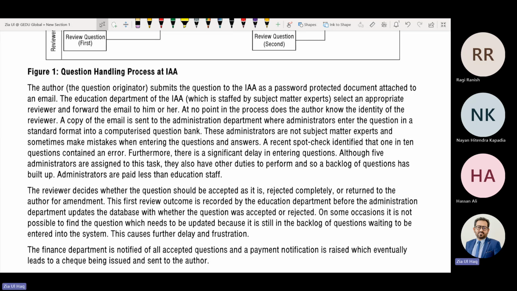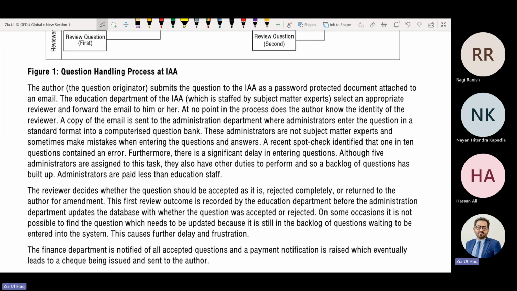Have you received the reviewer outcome? And you have sent it to the administrator to put into the question bank. If they enter it into the question bank, how? Through typing. They have entered it into the question bank and the reviewer says reject it. What will you do? First, you will find that question in the question bank. Then you will delete it. All the time spent on entering, finding, and deleting will be wasted.